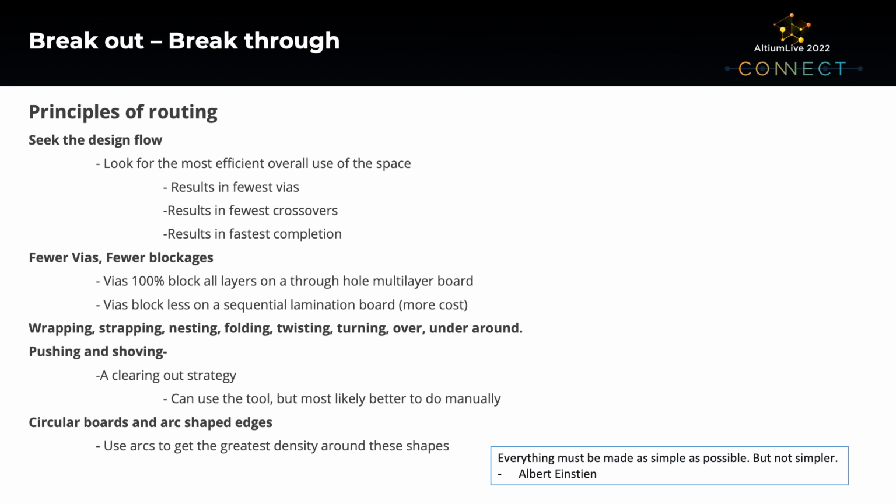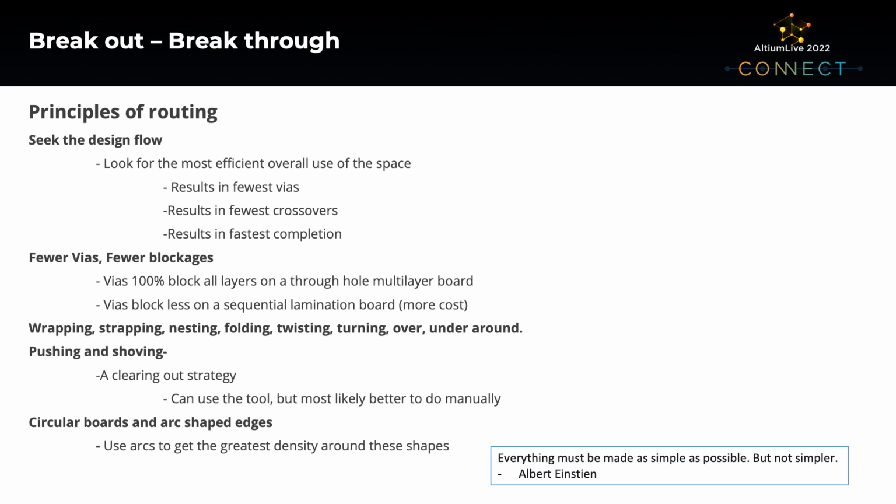Whereas if you have a sequential lamination board, you can drop a via and still get routing underneath it, so it's less of a block depending on how many layers that via is going to be involved with. So on higher density boards, we're almost always using blind and buried vias, that's what I'm talking about here, but in all cases, fewer vias is going to be fewer blockages on other layers. So when we route, there's so many different ways to route that board.